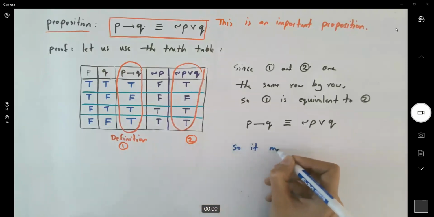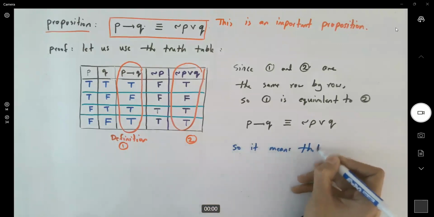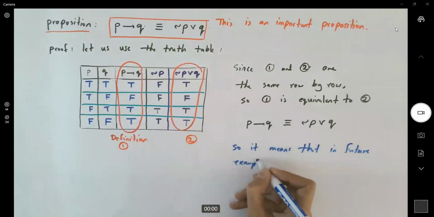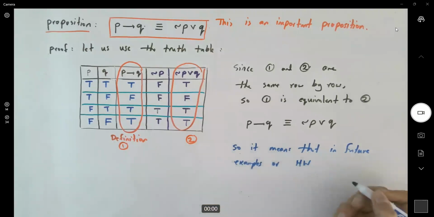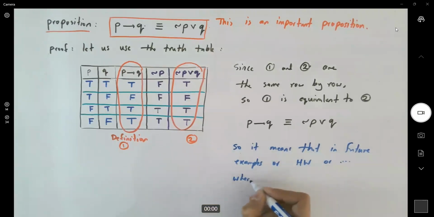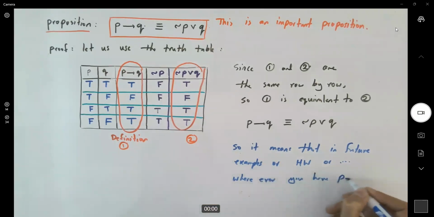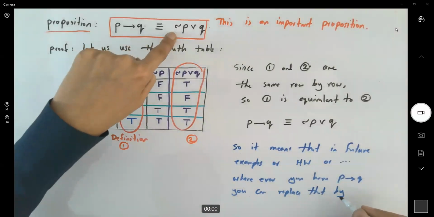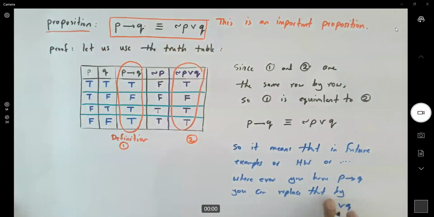So it means that in future examples or homework questions or exercises, wherever you have P then Q, you can replace that by not P or Q. That's the meaning of that.